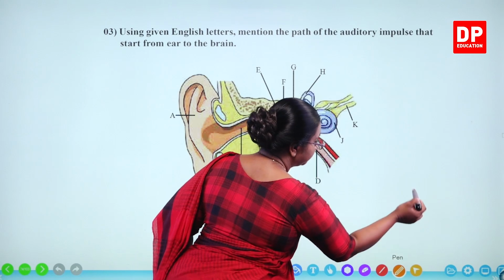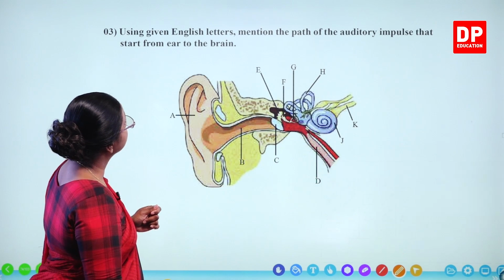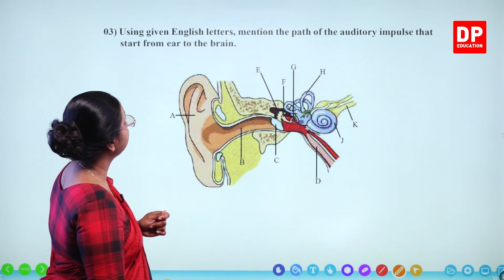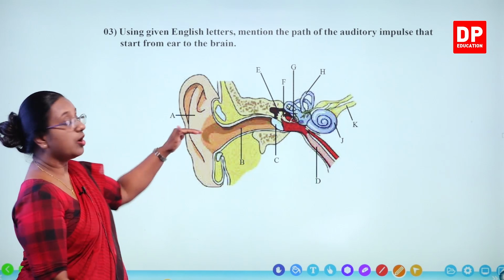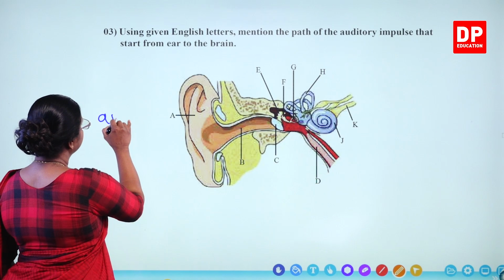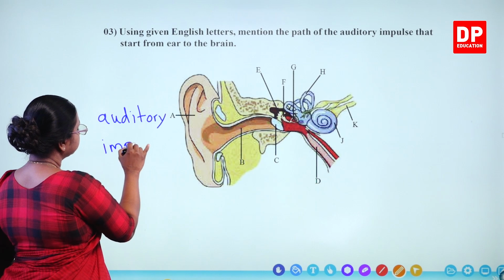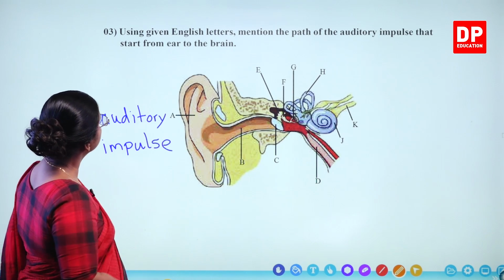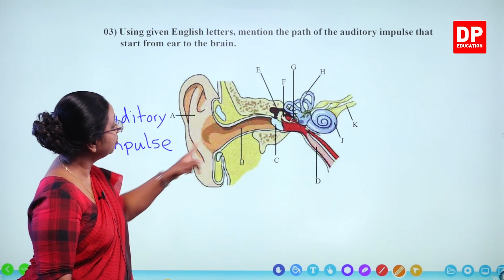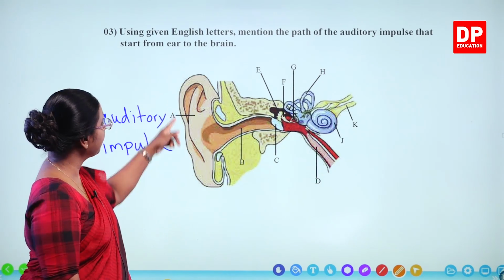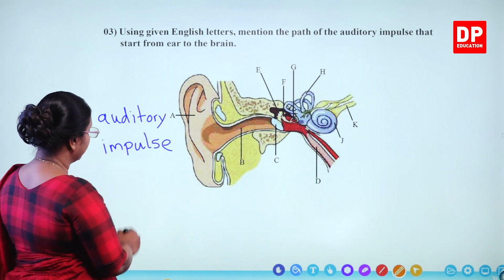Now here again, using given English letters, mention the path of the auditory impulse that starts from ear to the brain. So here auditory impulse that will be given here, auditory impulse. So what happens to the auditory impulse? They are directed into external auditory canal by the pinna or the earlobe. So initially it has to be the earlobe.